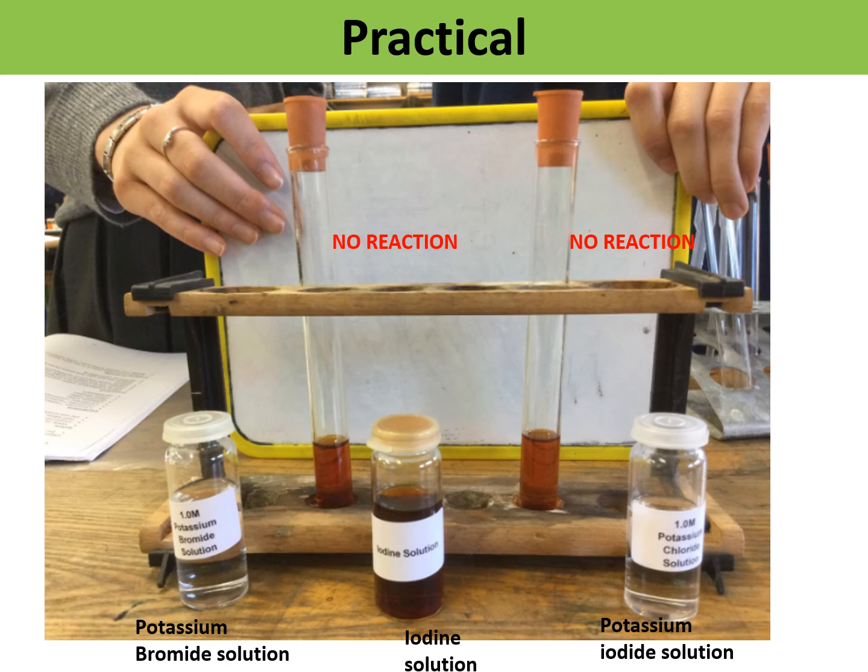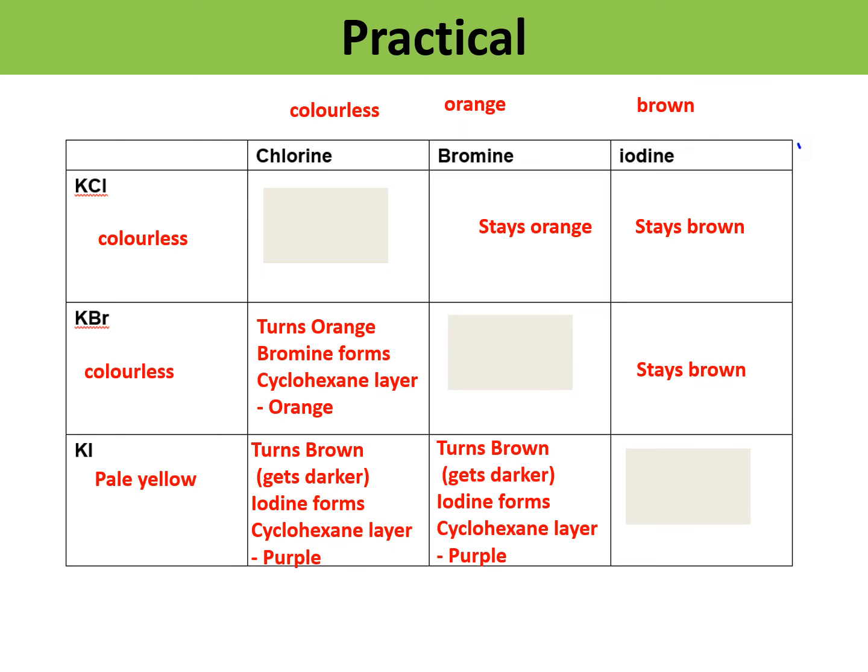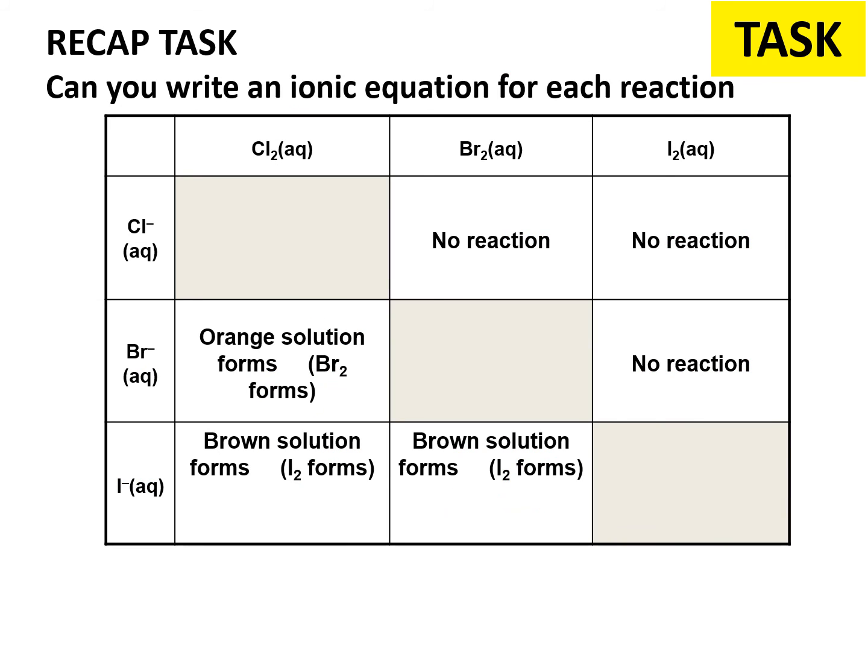Finally, when we react iodine with potassium bromide or potassium chloride, we don't get a reaction in either case. So these are the results we would expect from our practical. You might want to now pause the video and see, first of all, can you write a balanced symbol equation for each reaction, and then can you write an ionic equation for each reaction?